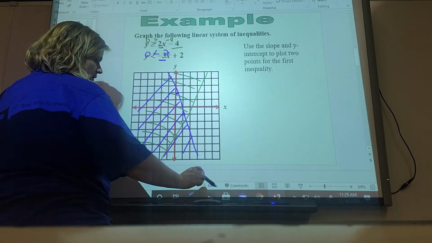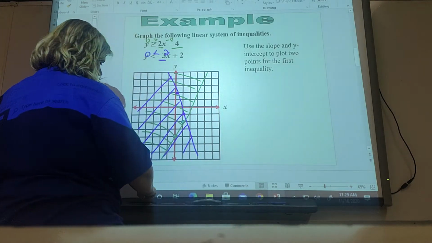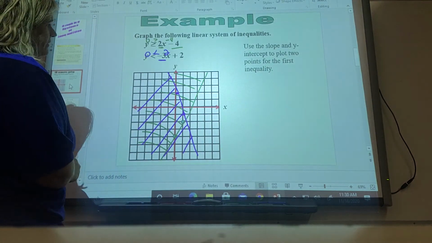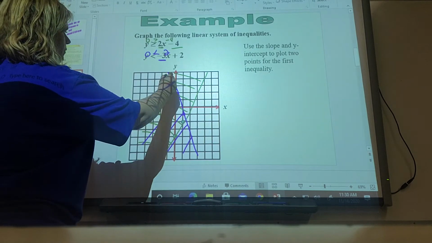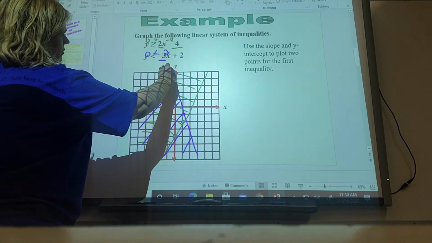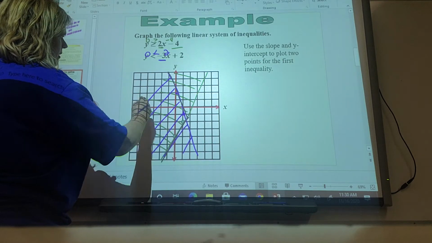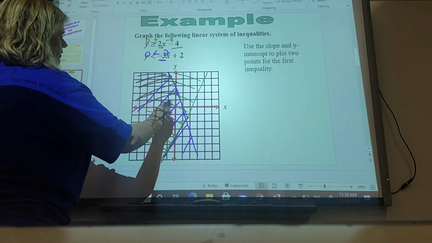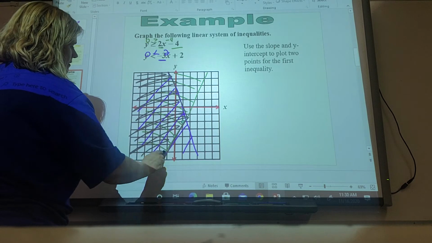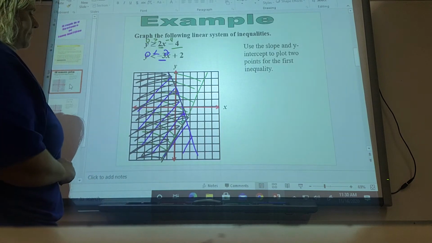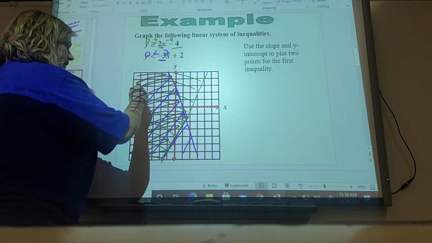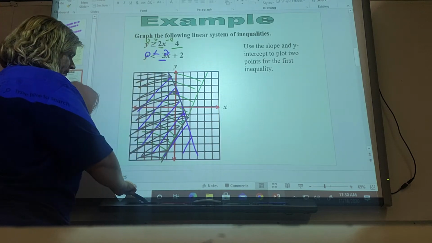And the part where they overlap is the answer to our system of inequalities. So that would be here through here. So I'm going to darken that area. And that would be the answer. Any point in here would satisfy this solution.